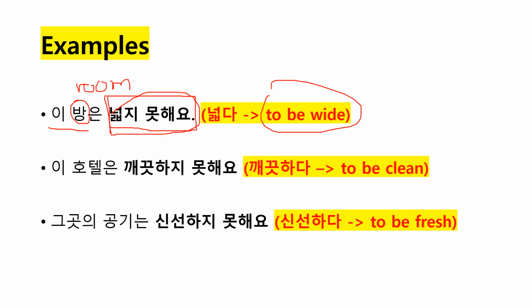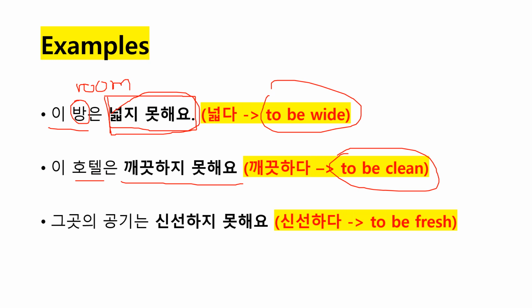Next one is 이 호텔은 깨끗하지 못해요. 깨끗하다 is an adjective to be clean. Okay, to be clean. So 이 호텔은 깨끗하지 못해요. Well, I can't say it's dirty, but it's not clean enough. Okay, so maybe we all want the hotels to be 100% clean, right? But there are some hotels that, well, do not live up to our expectations, right?